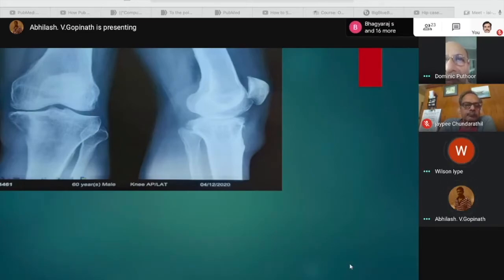Yes, because there is no true expansion of the wall. There is a destruction of the wall. There is a sclerosis surrounding on the lateral aspect. There is sufficient soft tissue swelling. So the second possibility I will put is tuberculosis.